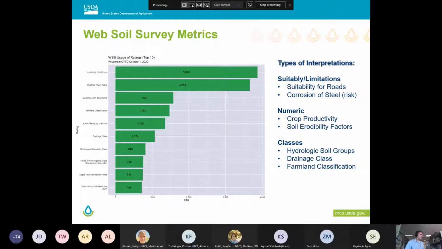Then another one, depth to water table. And so there's all these different interpretations. There's some that are suitabilities or limitations, like suitability for roads or susceptibility risk to corrosion of steel. There's also other interpretations that are numeric, like crop productivity indexes, soil erodibility factors. And then there's some that are just their own unique classes, like hydrologic soil groups, drainage class, farmland classification. But all of these interpretations use different soil properties, and they come up with some sort of product that we can look at in Web Soil Survey.